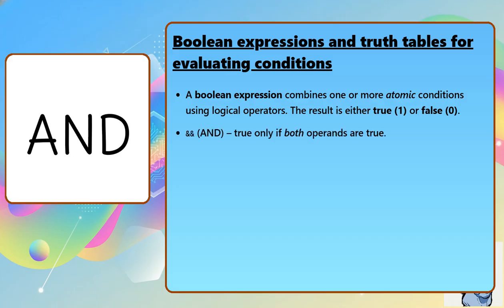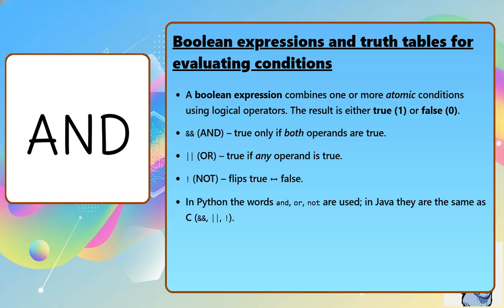Ampersand, and: true only if both operands are true. Pipe, or: true if any operand is true. Exclamation mark, not: flips true to false. In Python, the words and, or, not are used. In Java, they are the same as C: ampersand, pipe, exclamation mark.